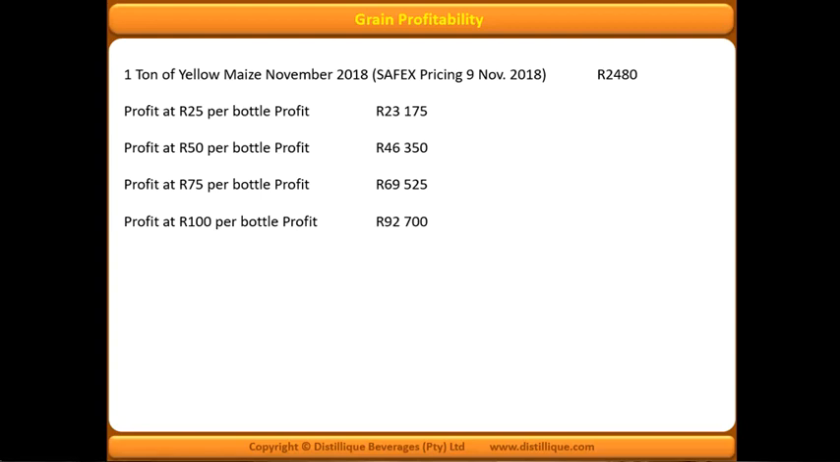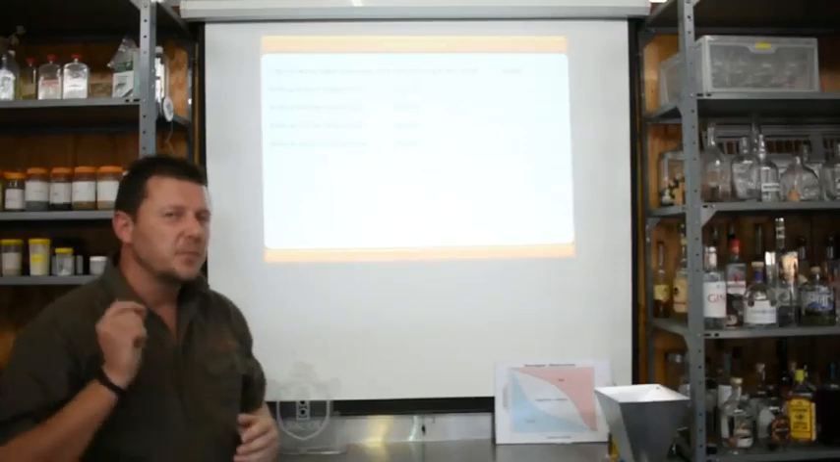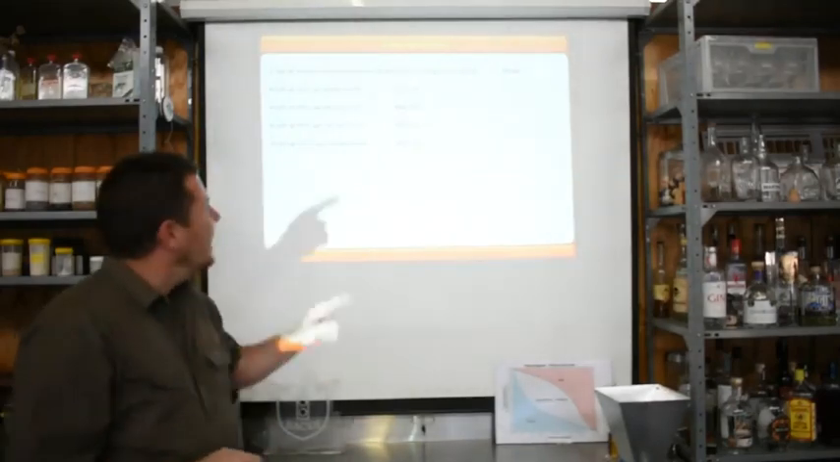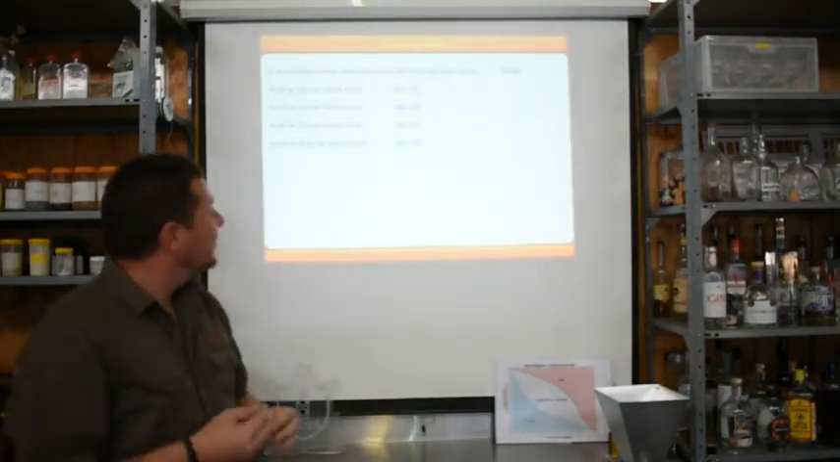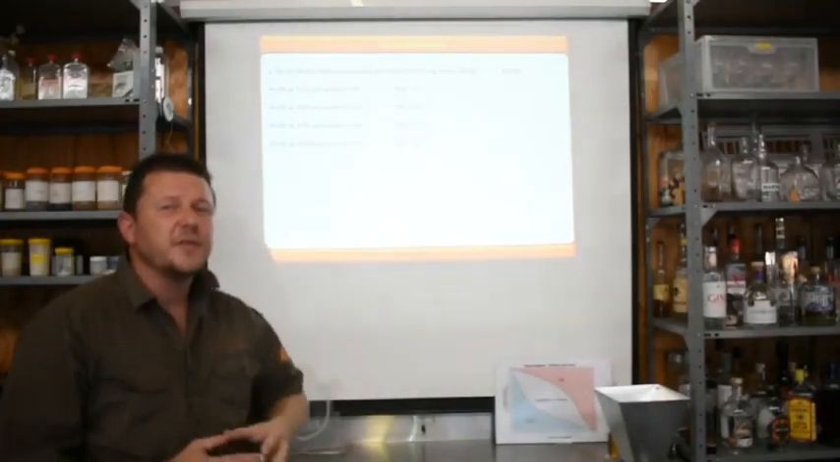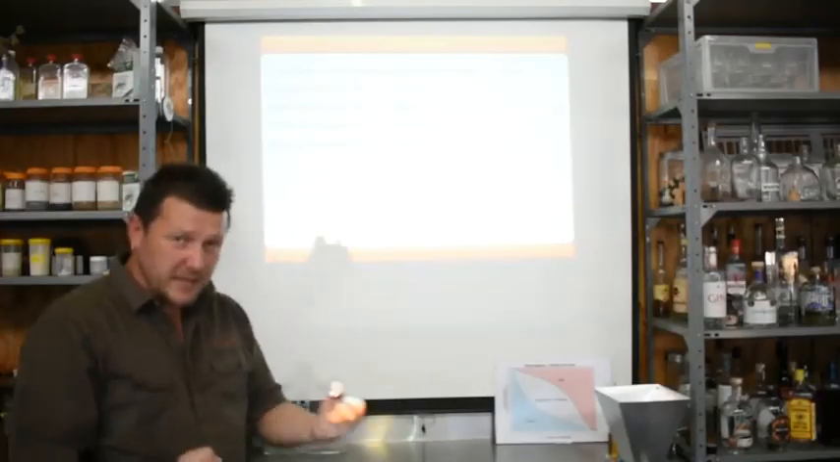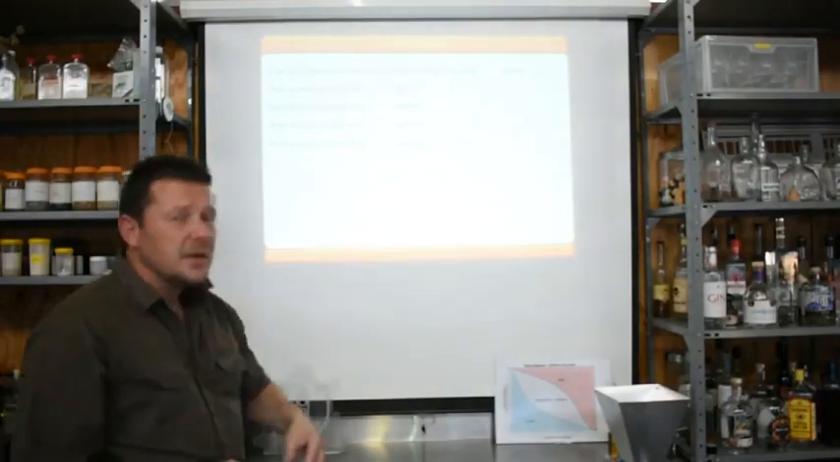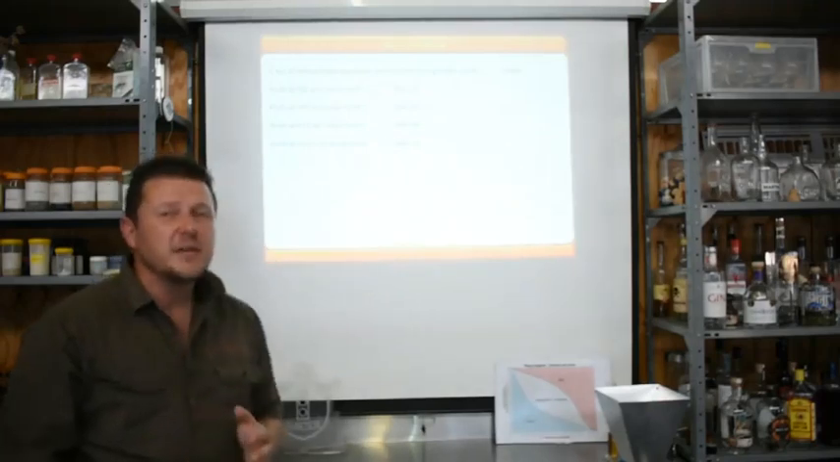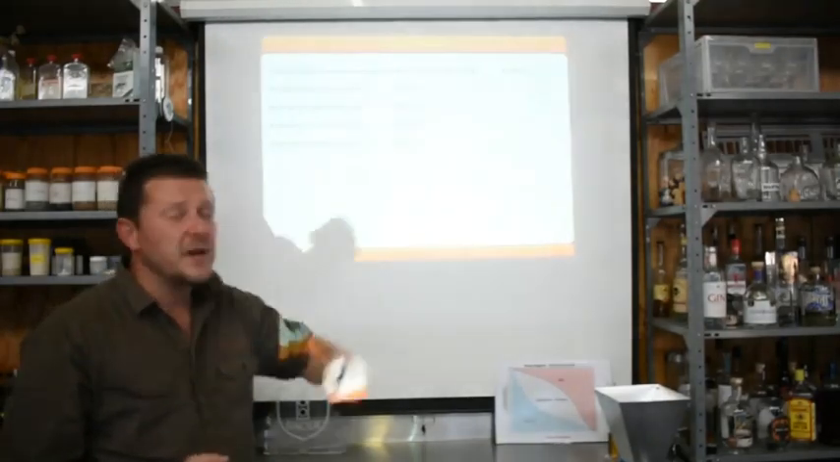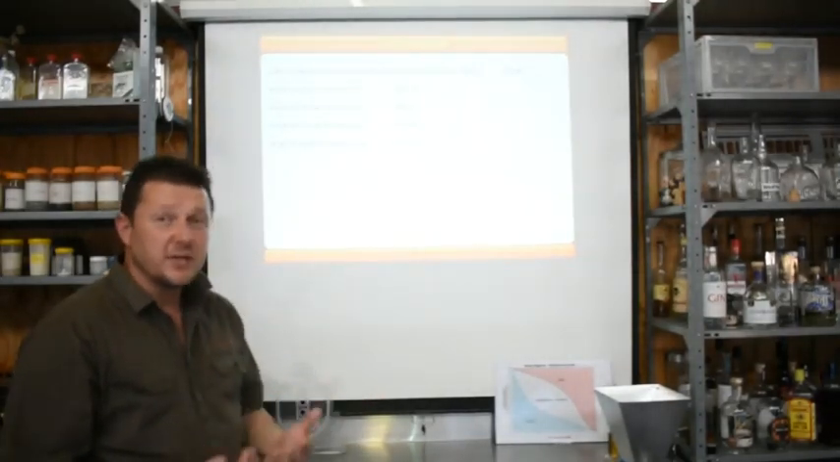So, if I sell the grain as is, I get 2,480 Rand per ton. If I make 25 Rand per bottle profit, I'm getting 23,175 Rand for my ton of grain. If I make 50 Rand per bottle of profit, I make 46,350 Rand for my ton of grain. 75 Rand per bottle profit gives me 69,525 Rand profit or income for my ton of grain. And at 100 Rand per bottle profit, I'm making 92,700 Rand off my 1 ton of grain. 92,700 as opposed to 2,480.